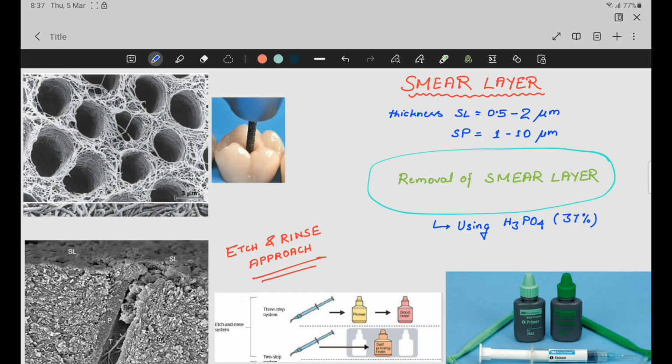Hi everyone. So today we'll try to learn the basic concepts of smear layer. Why is it so important in restorative dentistry or adhesive dentistry, and why is there still a controversy about it?